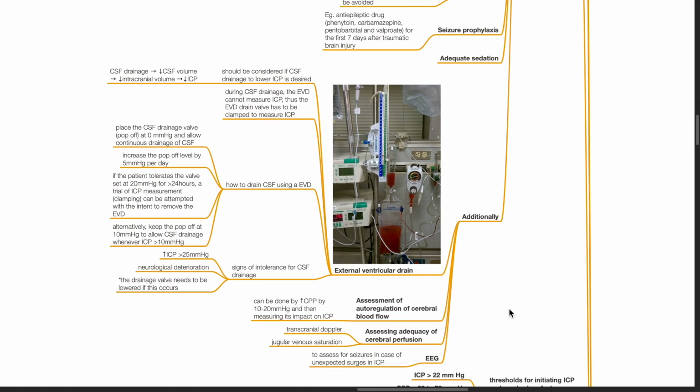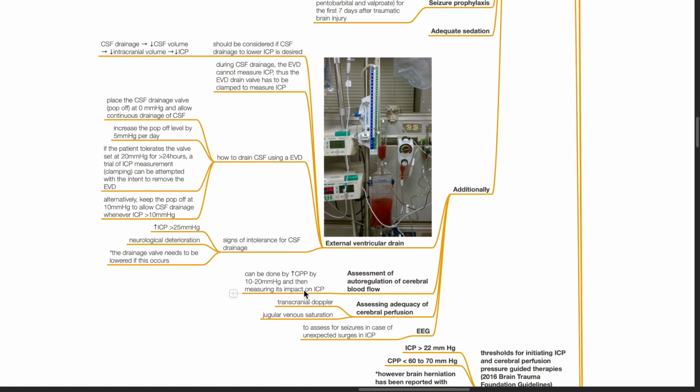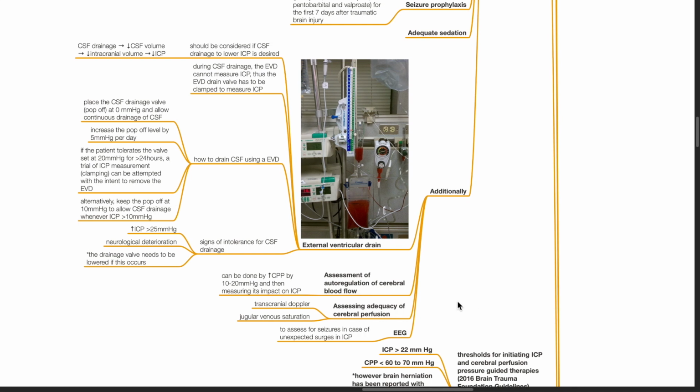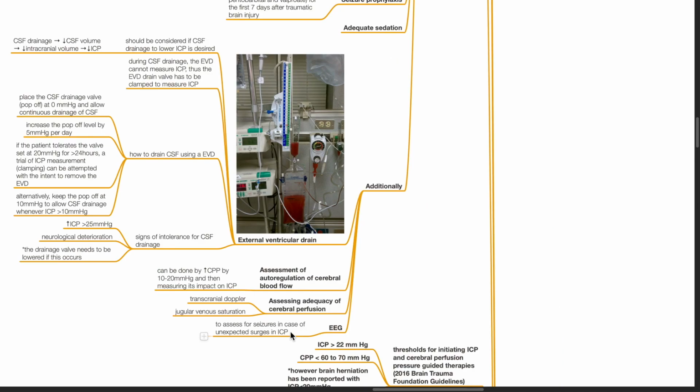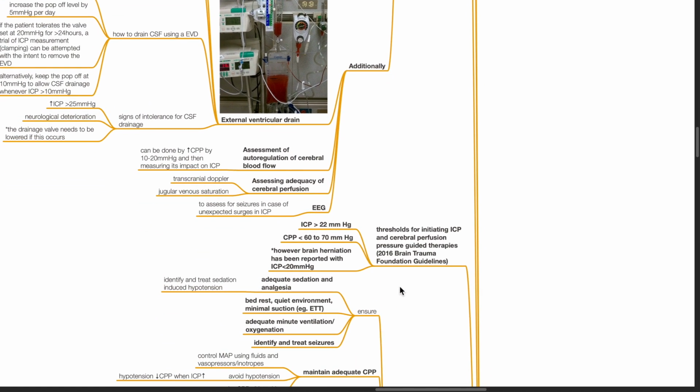Assessment of autoregulation of cerebral blood flow can be done by increasing CPP by 10 to 20 mmHg, then measuring its impact on ICP. To assess the adequacy of cerebral perfusion, transcranial Doppler and jugular venous saturation can be used. EEG can be used to assess for seizures in case of unexpected surges in ICP. Thresholds for initiating ICP and cerebral perfusion pressure-guided therapies: ICP more than 22 mmHg or CPP less than 60 to 70 mmHg. However, do note that brain herniation has been reported with ICP of less than 20 mmHg.